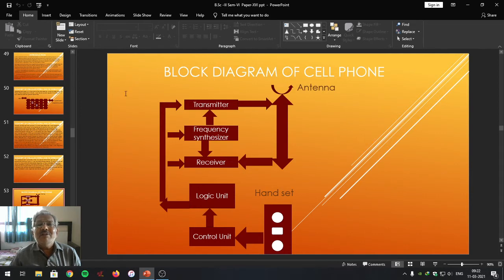The same aspect of the cell phone is represented block diagrammatically in this figure. It contains the antenna. Antenna is an omnifunctional antenna. A single antenna is there, which is going to act as a transmitting antenna when the voice calls are transmitted, and the same antenna is going to act as a receiving antenna when a voice call is coming.